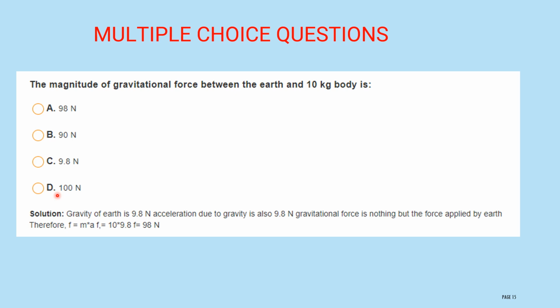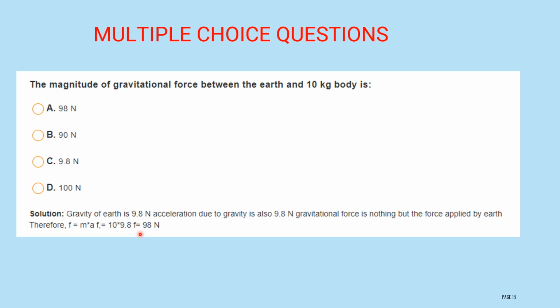You know gravity of earth is 9.8. Acceleration due to gravity is 9.8 meter per second square. Gravitational force is nothing but force applied by the earth to a particular body. Therefore, F is equal to m into a. A is the acceleration due to gravity, its value is 9.8. m is nothing but mass of the body. Here they have given the value 10 kg. Therefore, 10 into 9.8, if you multiply, you will get 98 newton.